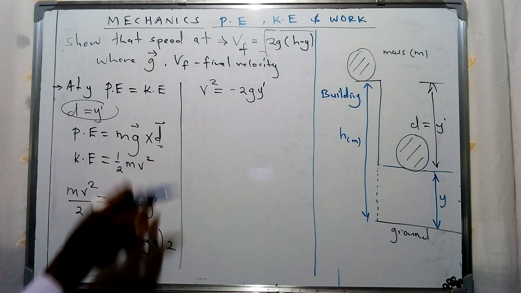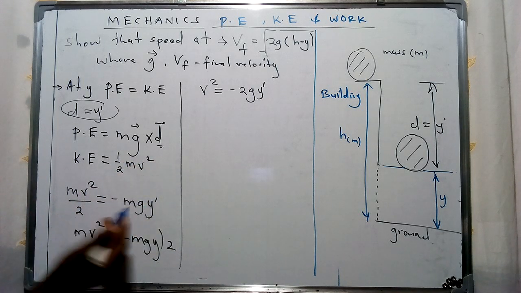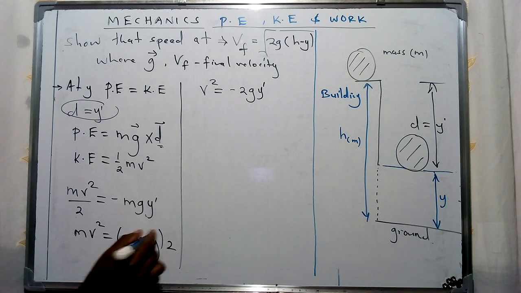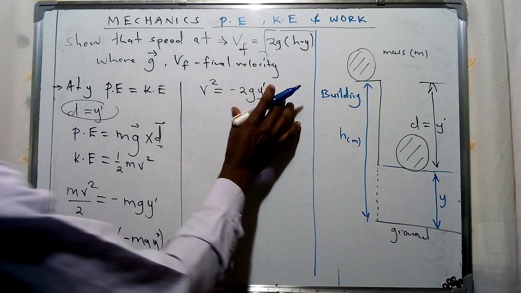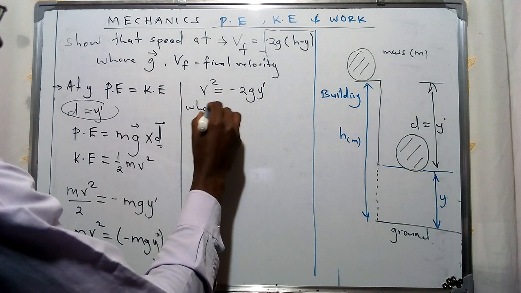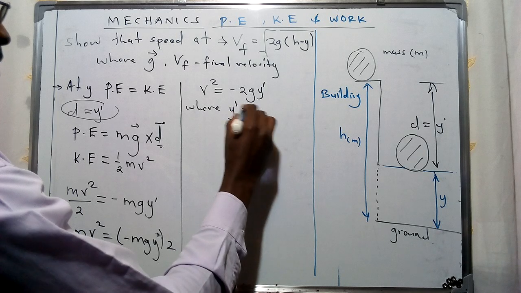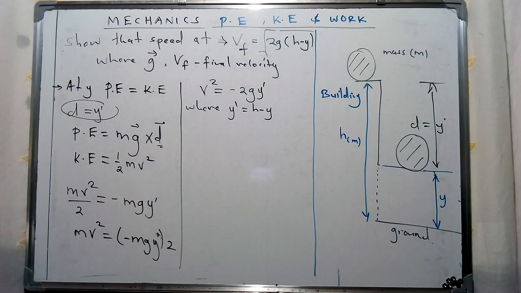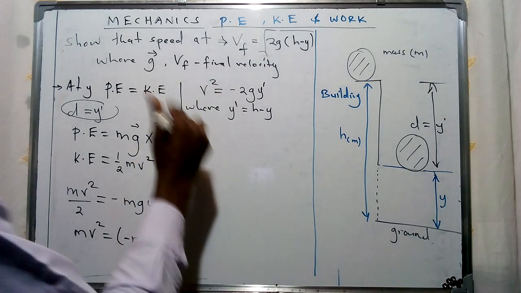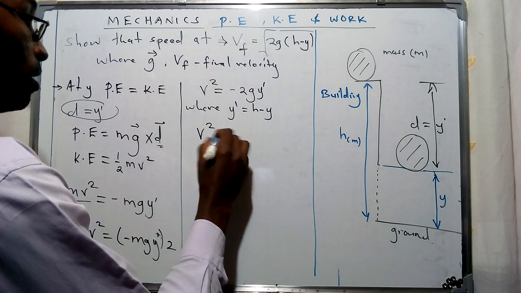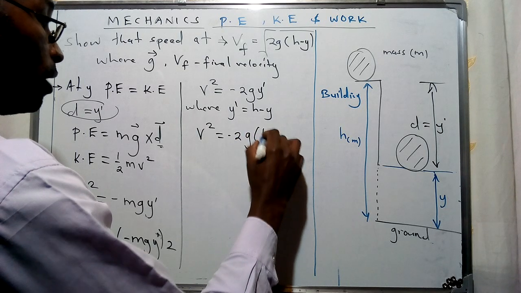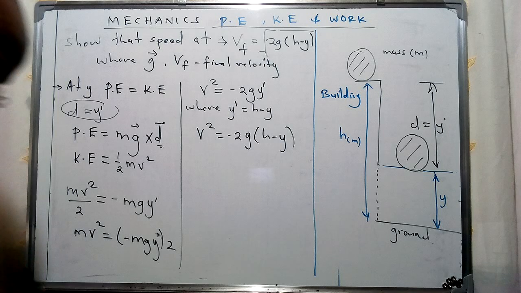So we're going to have this one given in terms of half mv squared, which is going to be the product of a negative mgy prime given as such. So we're going to carry on this one to create that difference. At that specific point, we can define this one and say that y prime is equivalent to h minus y. And then for us to find the value of this specific equation, we can do a substitution and have negative 2g into h minus y.